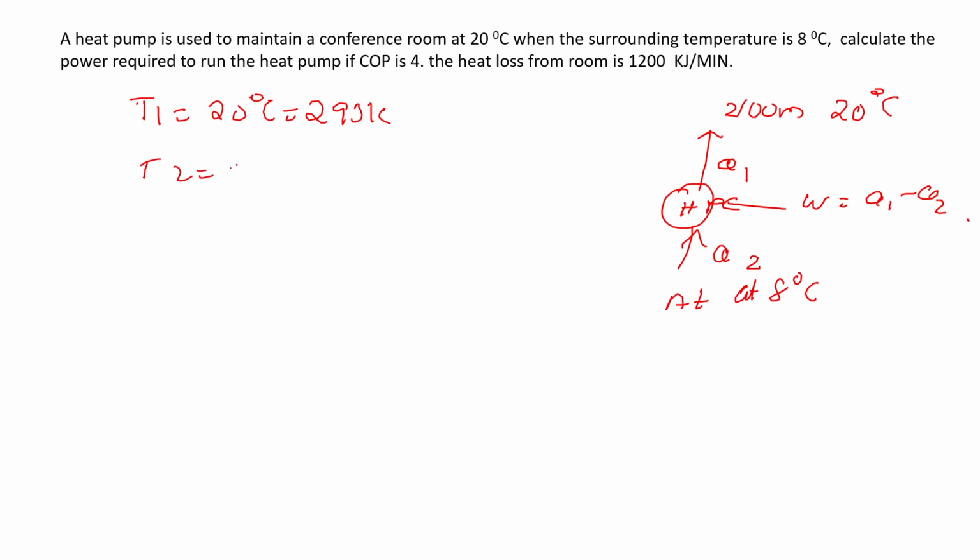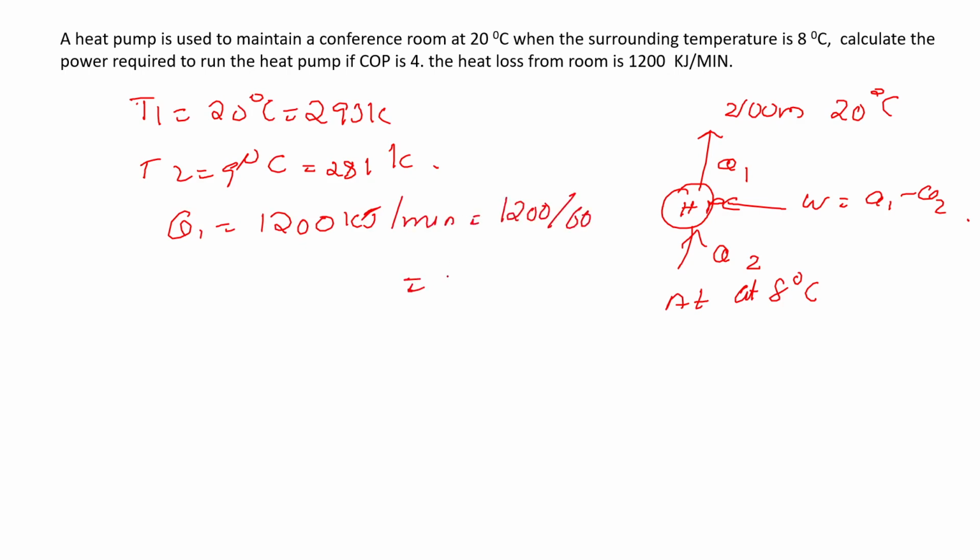Similarly, T2 is given 8 degrees Celsius. So it will be 281 Kelvin. Now Q1 is given 1200 kilojoule per minute. So you can write 1200 divided by 60, so 20 kilojoule per second. Okay, now the heat pump delivers the heat to the room from the atmosphere, that is equal to the heat lost from the room.